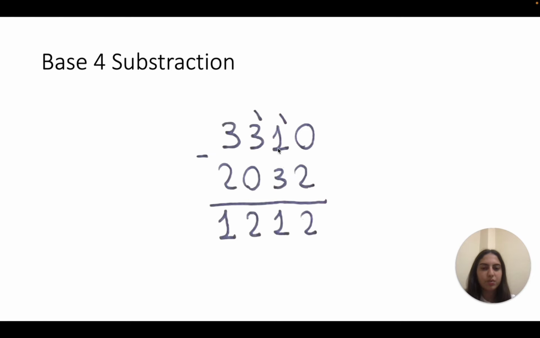it is again smaller than 3, so we borrow from the next column. And we'll have 4 minus 3, which is 1. Then here we'll get 2 minus 0, which is 2, and 3 minus 2, which is 1. So the answer will be 1, 2, 1, 2. And again, if you want to check, you just need to convert it to decimal and just check it.